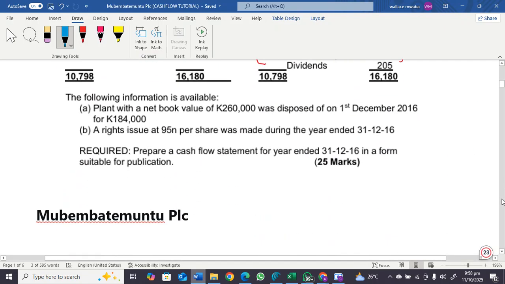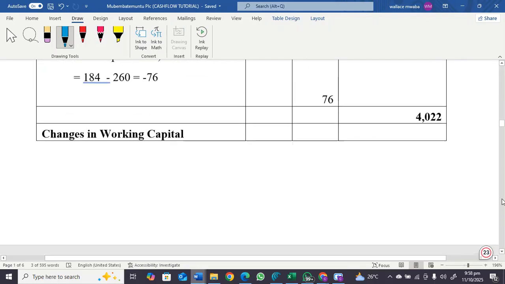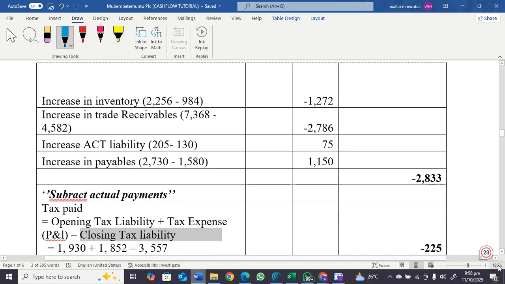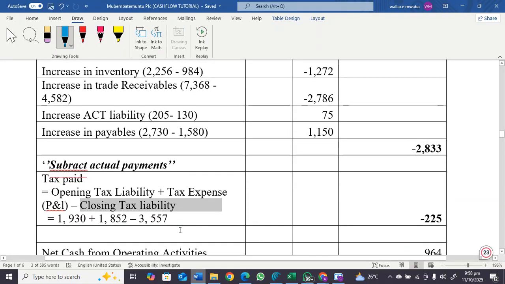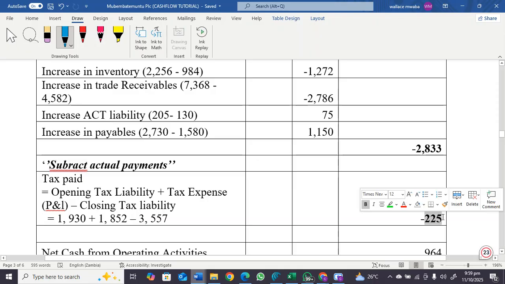So using our formula here, opening tax liability 1,930 plus the tax expense 1,852 minus the closing tax liability 3,557, the tax that has been paid this year is 225. And you present it as a negative value because it's money going out. Any questions?